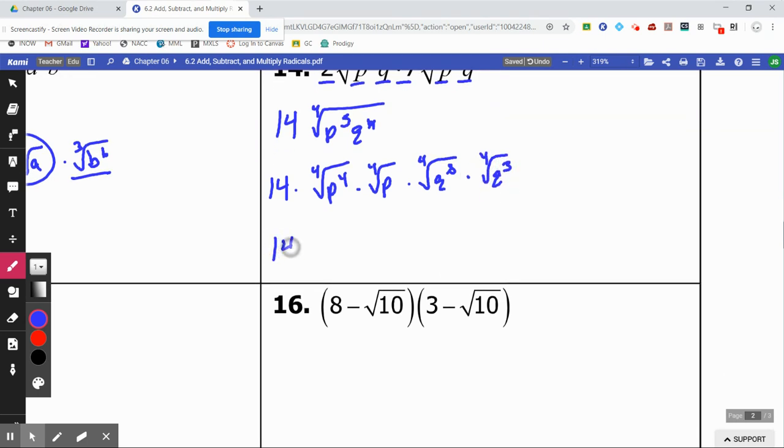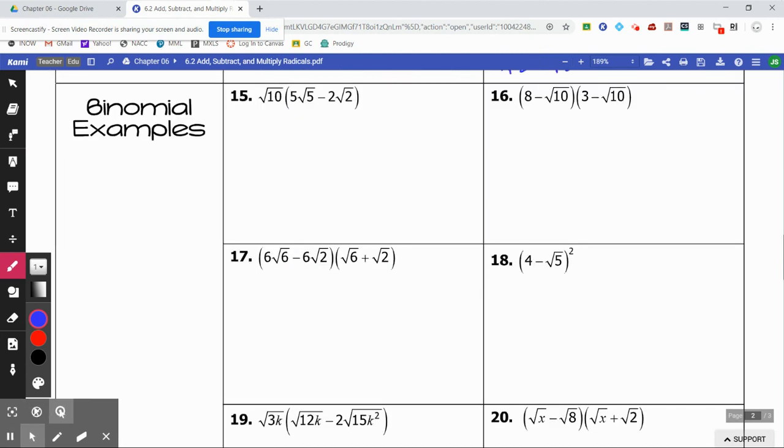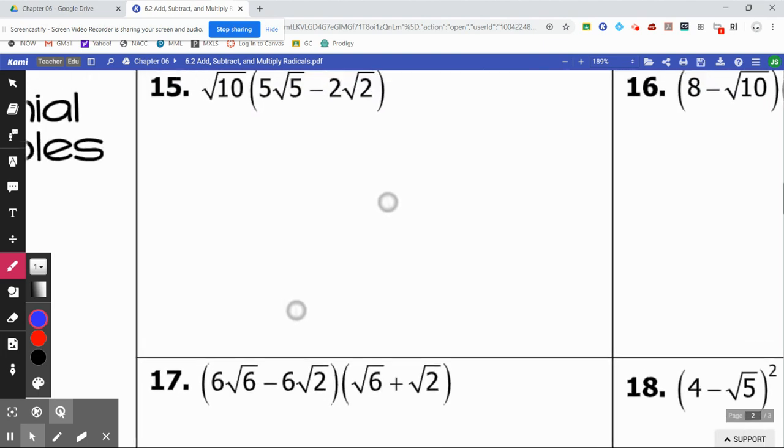So we're going to leave the 14. Fourth root of p to the fourth would be p to the first. Fourth root of q to the eighth would be q to the second. And underneath the fourth root, I'm leaving the p and the q to the third. Okay, for the next part, I'm doing the same thing except I'm using the distributive property and I'm foiling, so everything's basically the same.